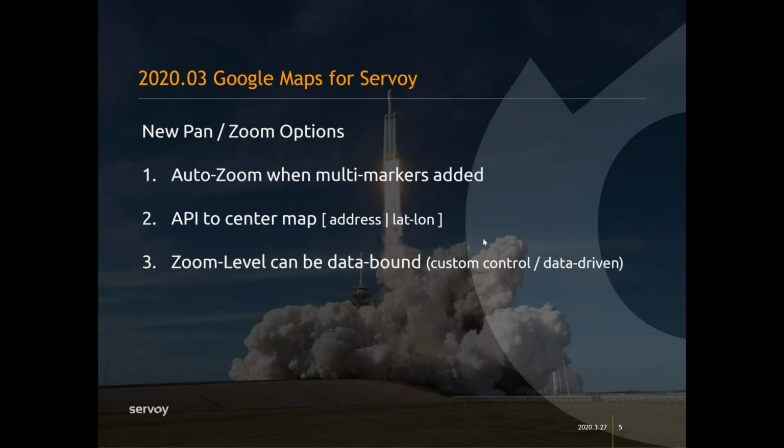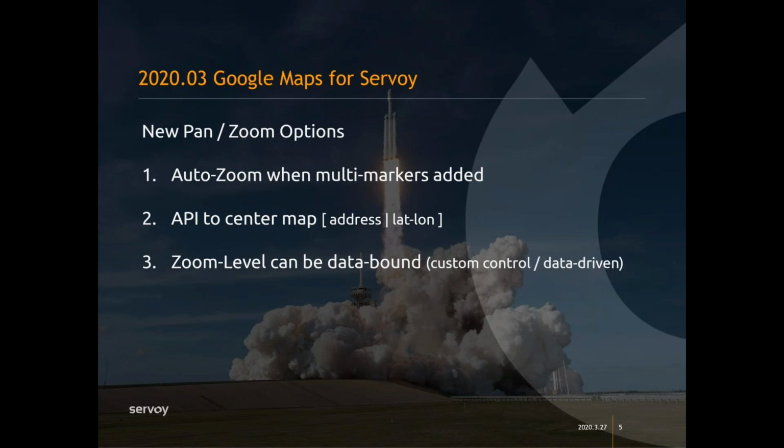There's options for panning and zooming. So something that wasn't in the last release is that when you're passing in multiple markers into the component, you can auto zoom to the extent. So that's not something you have to program, it just happens automatically. And we have APIs to center the map on either an address or a lat-long coordinate pair.